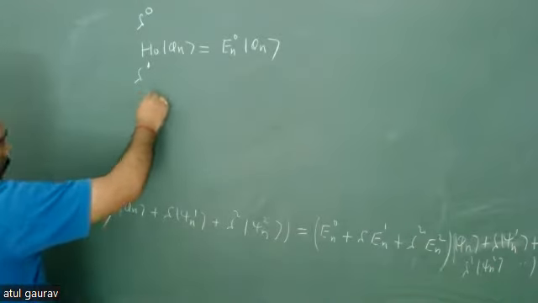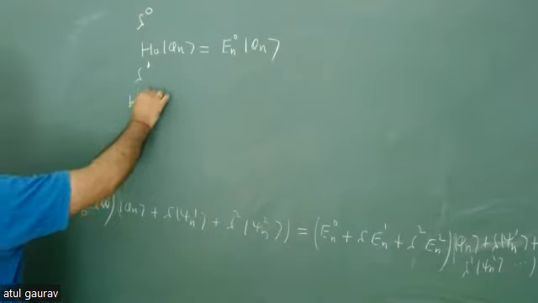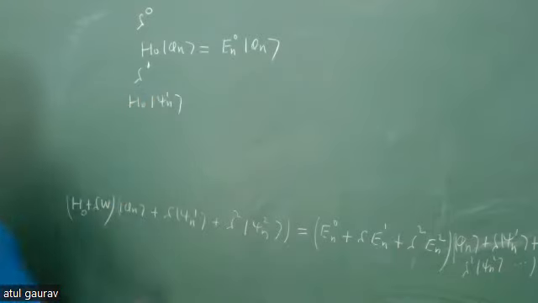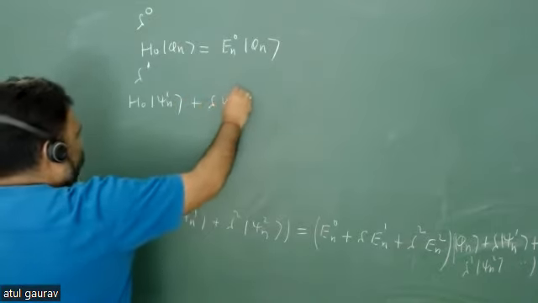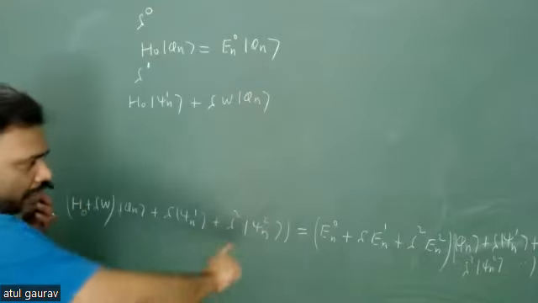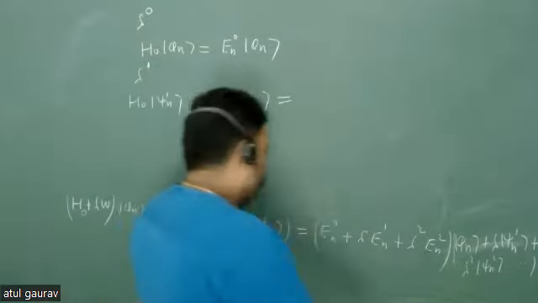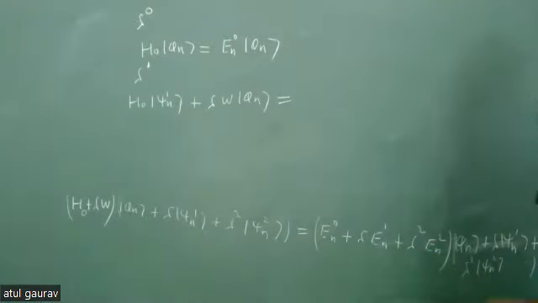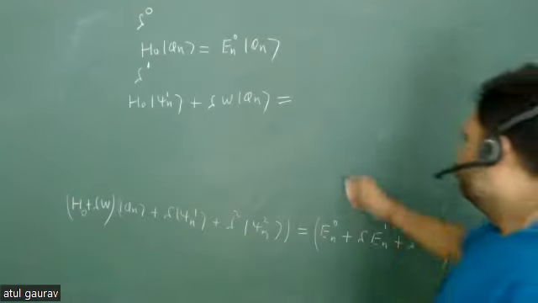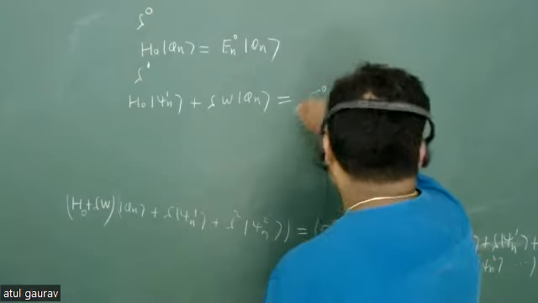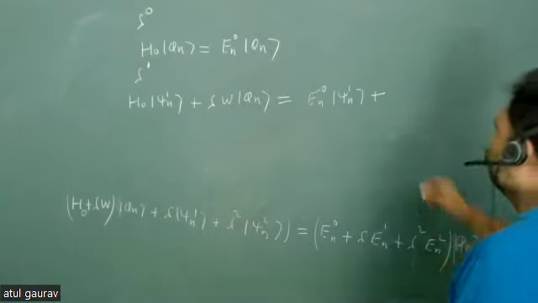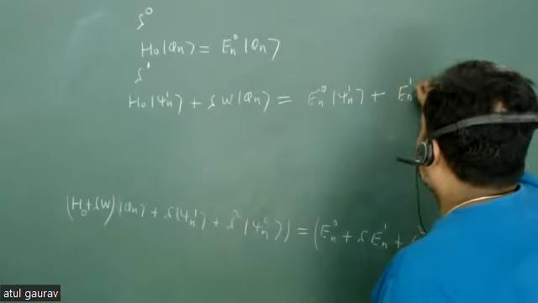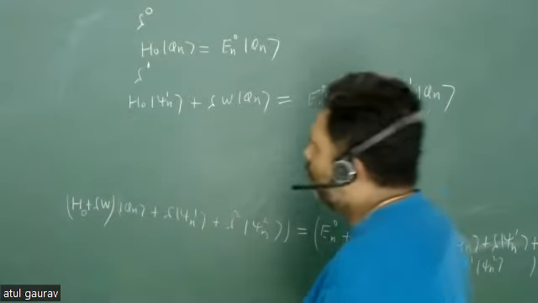So here, we can go for H naught psi n1 plus lambda W phi n. And on the right hand side, what do you have? You have En0 with psi n1 and En1 with phi n. So you have En0 psi n1 plus En1 with phi n.